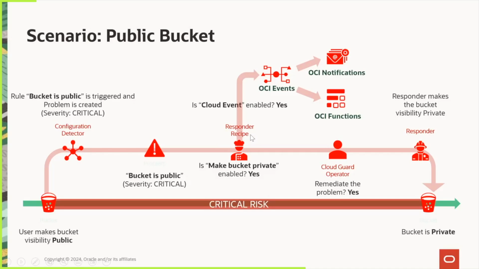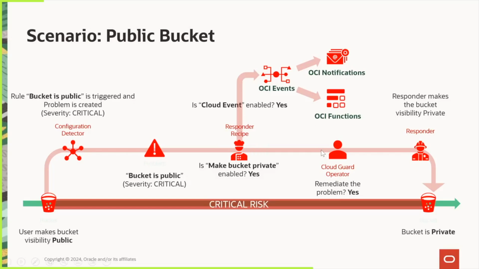So now comes the responder recipe. What do you want to do with this detected problem? One, you can integrate with the cloud event service, which is integrated with OCI events, and you can send a notification to the respective cloud administrator who needs to be aware of this critical problem, or you can integrate it with OCI functions and import it to your SIEM tools. So that is one option.